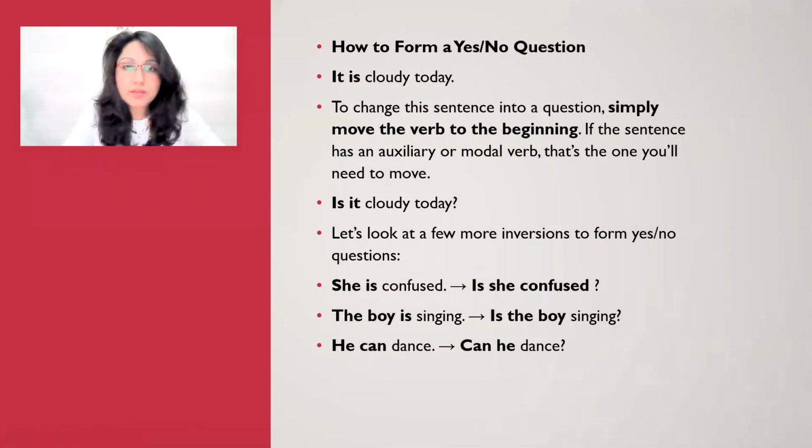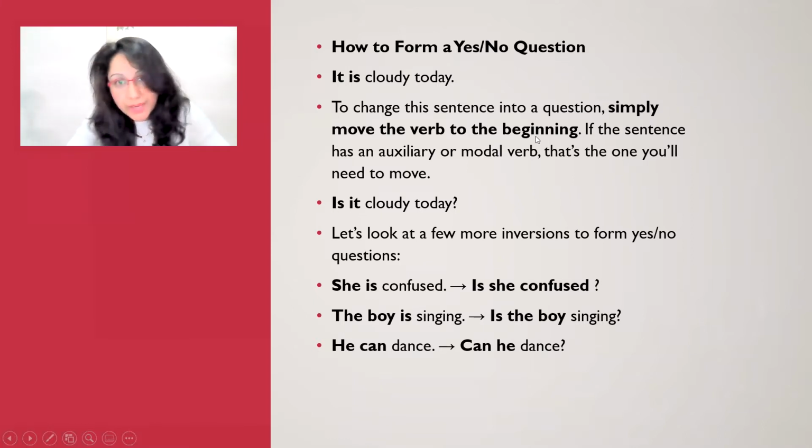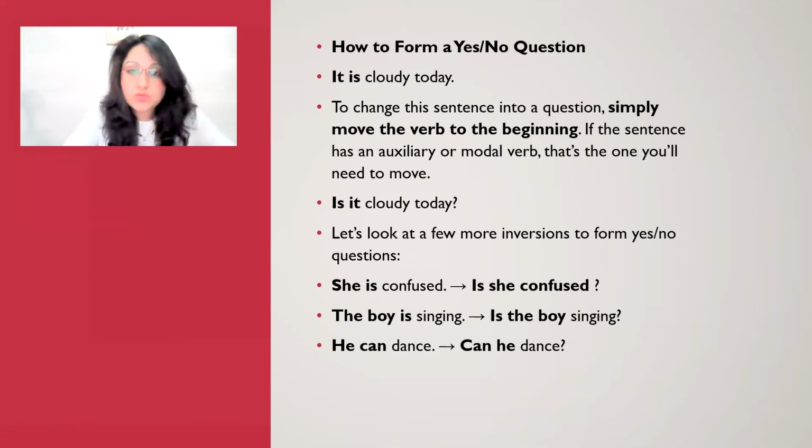Okay, to start with, how to form a yes and no question. So looking at our example sentence, it is a cloudy day. It is cloudy today. So what you have to do is to change this sentence into a question. All you have to do is simply move the verb to the beginning. All right, so what is the verb here? Is. And how are we going to make the question? Is it cloudy today? And again, like it says here, if the sentence has an auxiliary or modal verb, that's the one you need to move. Okay, so whatever is the verb, that's how you are going to move it.